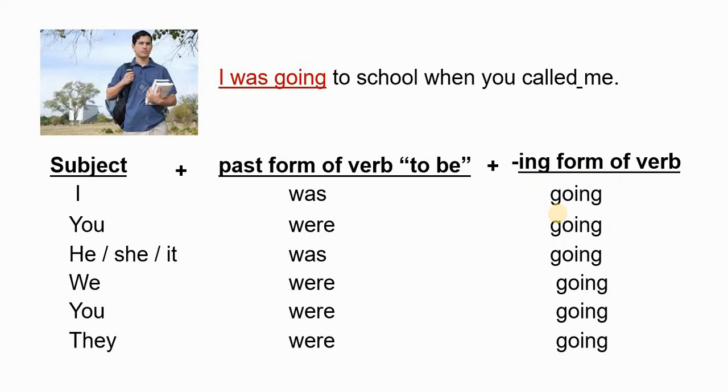Alright, and in terms of grammar, we call this part here, the past form of the verb to be, the auxiliary verb. And we call this part here the main verb. Alright? So that is the affirmative form. Subject plus past form of verb to be, or the auxiliary verb, plus the ing form of the verb, or the main verb. Affirmative form.